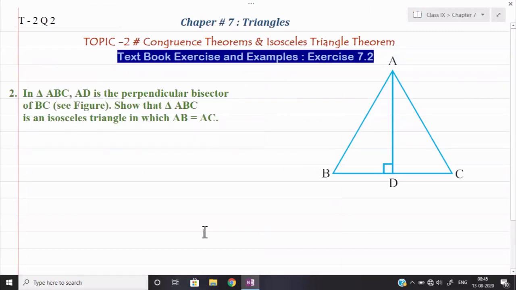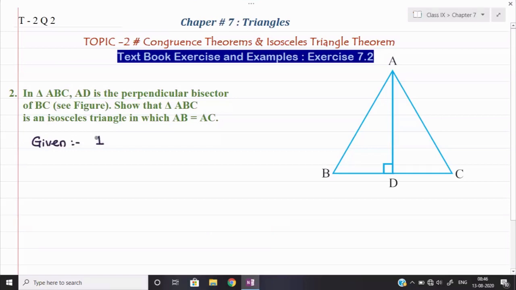In this question, see what we have been given here. In triangle ABC, AD is the perpendicular bisector of BC. One thing we have given. Second thing, we have to show that triangle ABC is an isosceles triangle in which AB and AC are equal. So we have to prove that AB and AC are equal. Now see, first of all we shall classify the given in a proper manner so that it is useful for us in the proof of this question. So first I will write down the given.